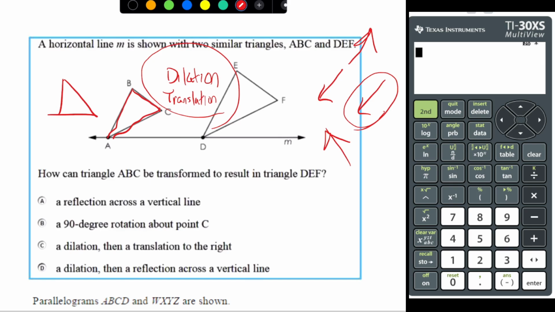Check our choices. A reflection across a vertical line. No. A 90-degree rotation around point C. Interesting. No. A dilation, then a translation to the right. Bingo. Done.